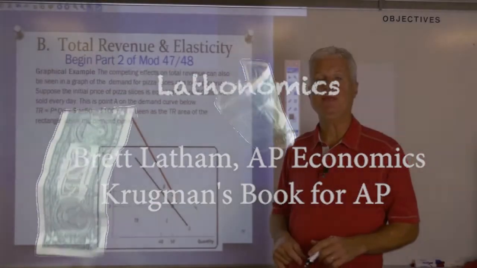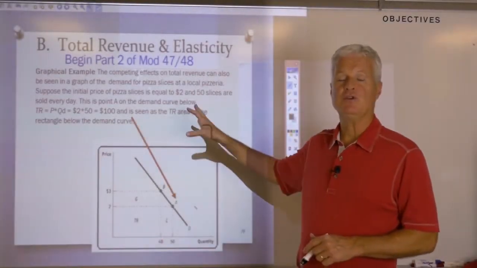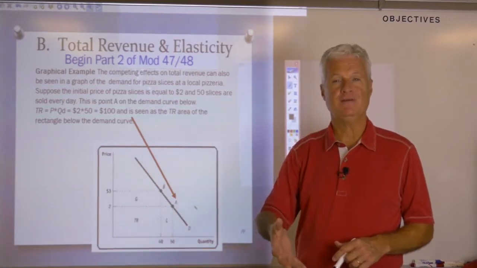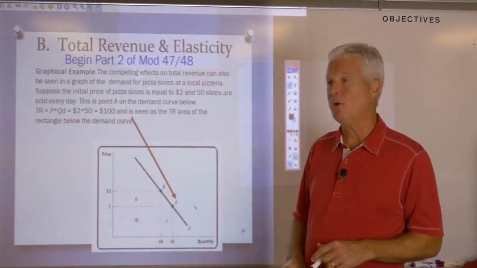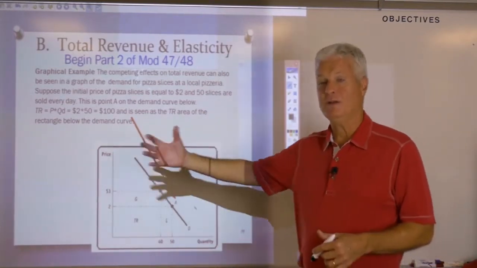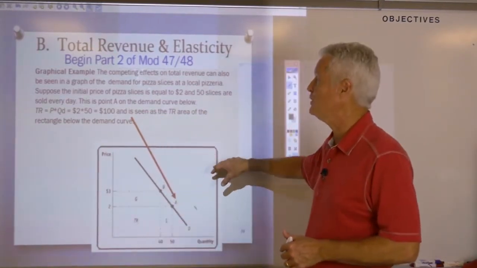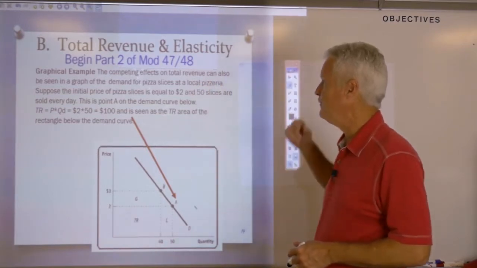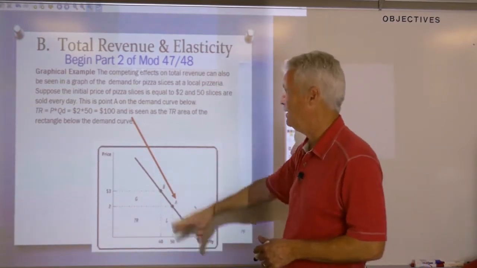Back again with AP Economics. We're talking about interpreting the elasticity of demand, and we're on our second part now. So moving on. If you haven't looked at part one, this is a continuation, so make sure you do. We have a graphic example of this.